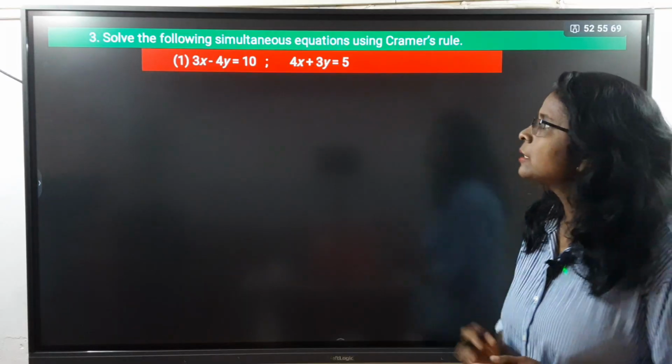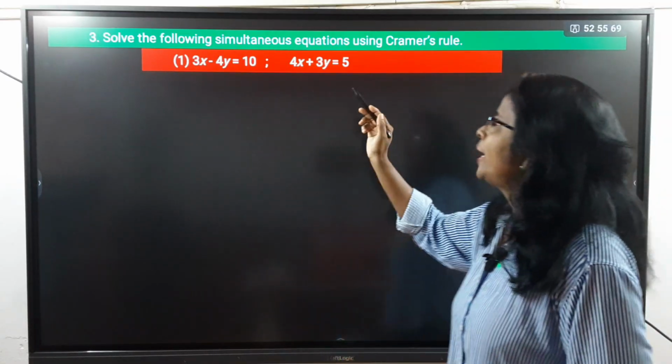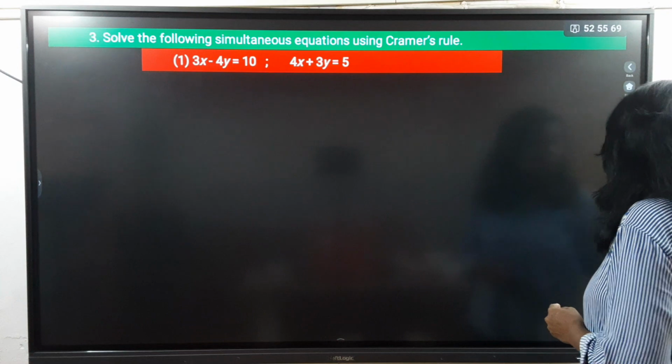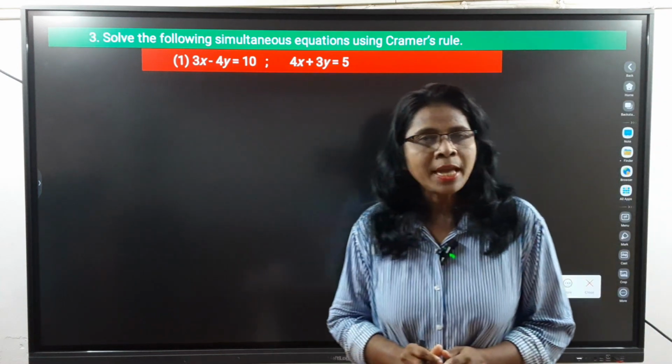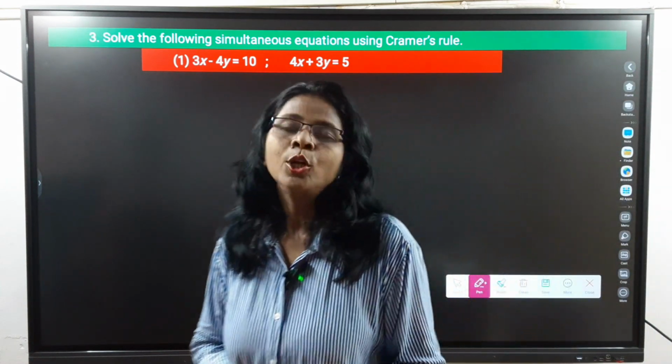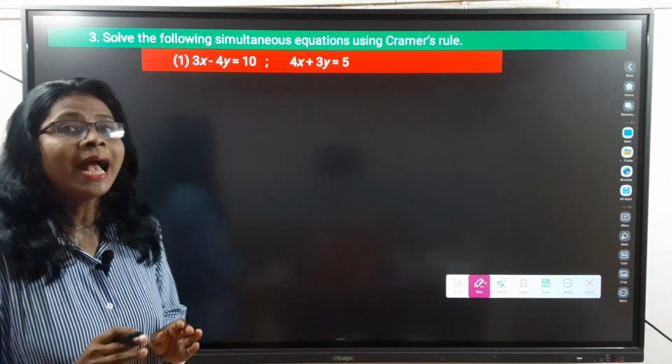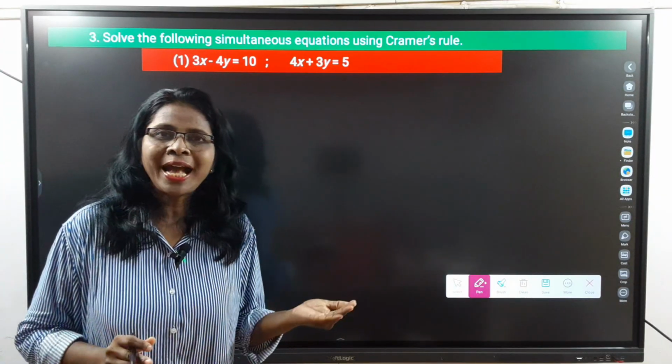So the first example is 3x minus 4y is equal to 10 and 4x plus 3y is equal to 5. Now here, students, we have to solve this simultaneous equation with the help of Cramer's rule. Here, students, there is some arrangement of the determinant. So how can we arrange the determinant?